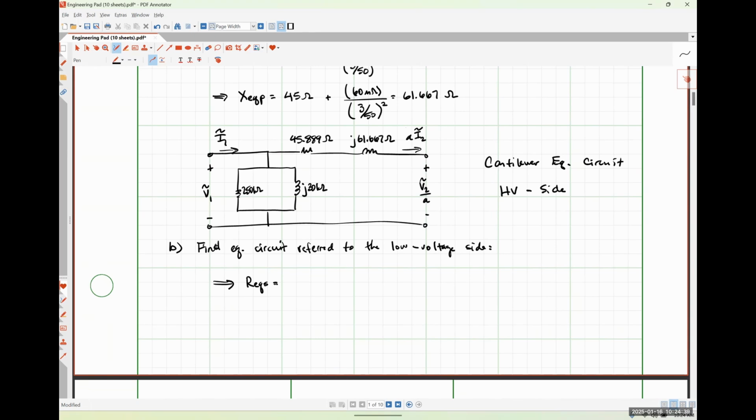Zach, I'm going to let you redeem yourself here. How would we do this? Well, we take 32 ohms and... When we referred from the secondary to the primary, we divided by A squared, so we're going to multiply by A squared to go from the primary to the secondary. Absolutely right. So that's going to be 3 over 50 quantity squared. What are we going to do with our secondary resistance? Nothing. It's already on the secondary side. Yep.